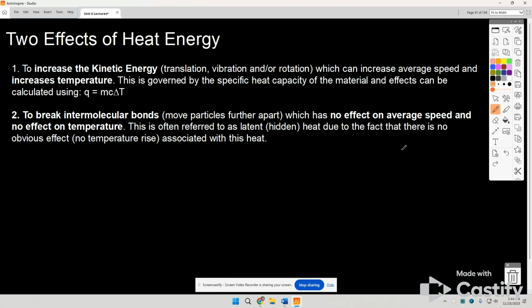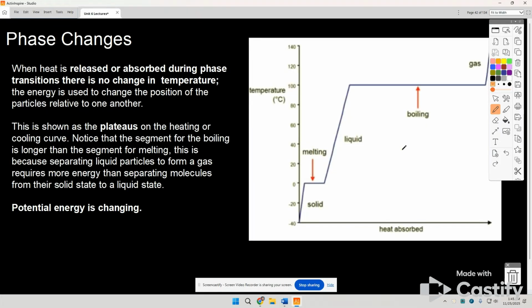We also can use heat energy to break intermolecular bonds, which moves our particles further apart. That has no effect on the average speed and no effect on the temperature. People call this latent heat because we see no temperature change associated with that heat. So we've talked about the increase in kinetic energy, working with the heat equation. This other one, the breaking of intermolecular bonds, is how we do phase changes.